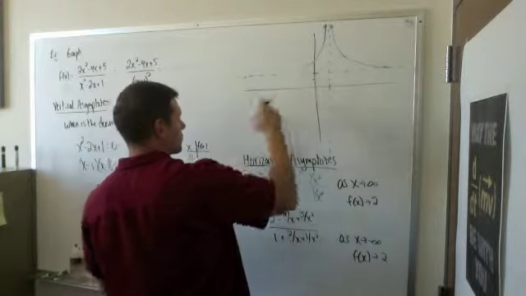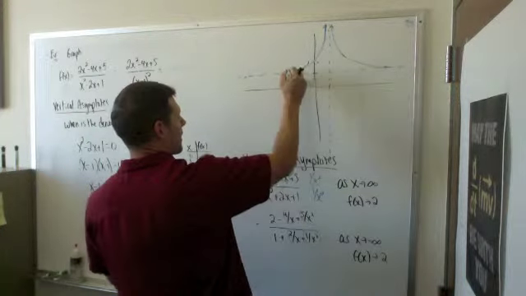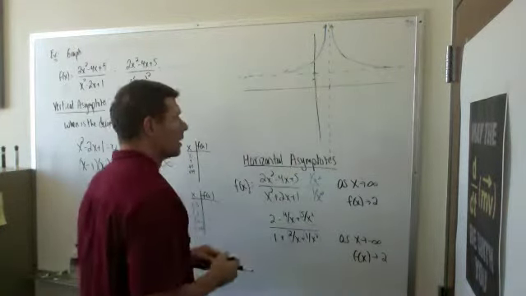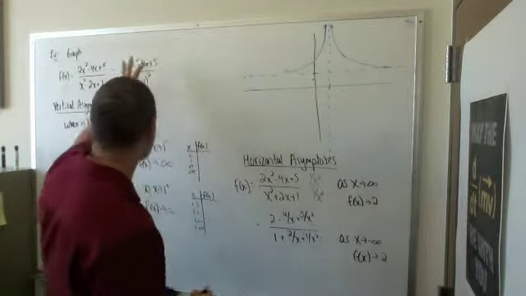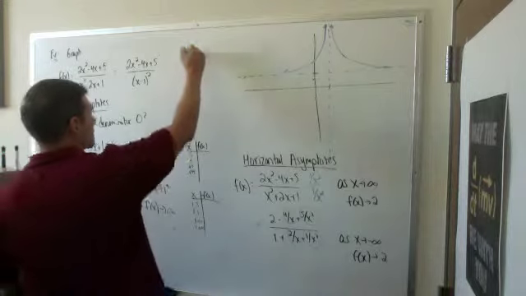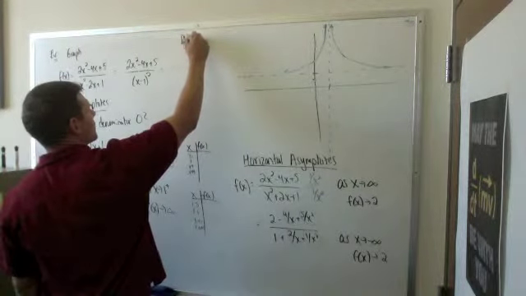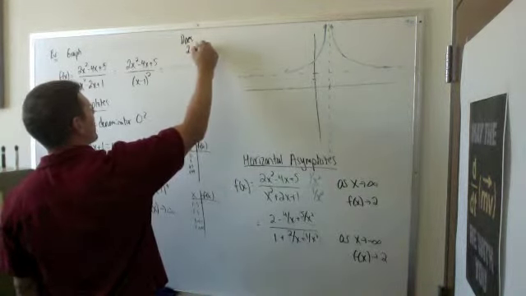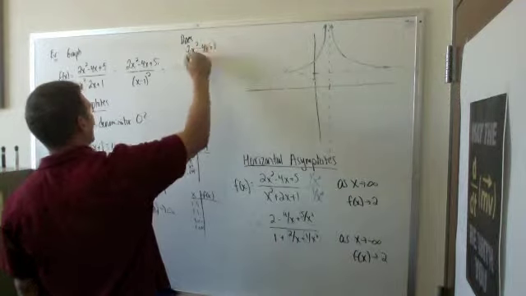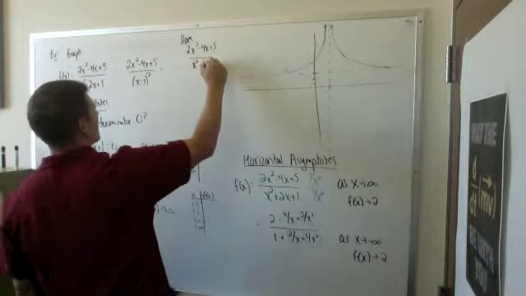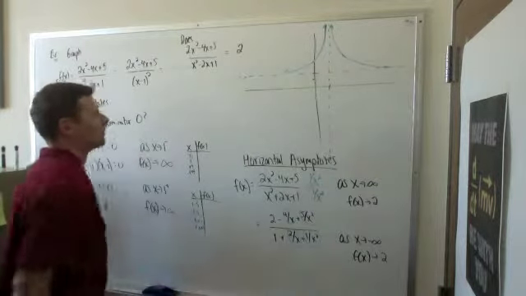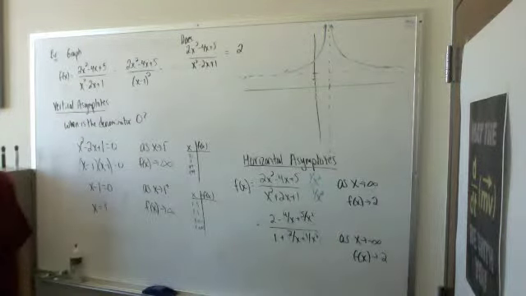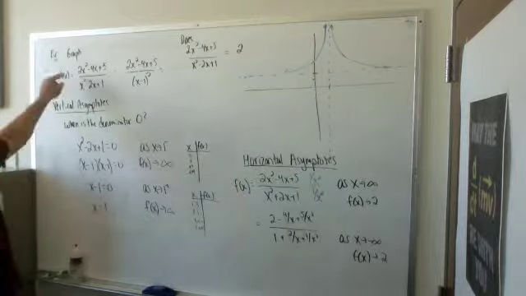And the way that we do that is we're going to ask ourselves, does this function ever have height 2? That is, does (2x squared minus 4x plus 5) divided by (x squared minus 2x plus 1) ever equal 2? So that's the question. Does that function ever have height 2?